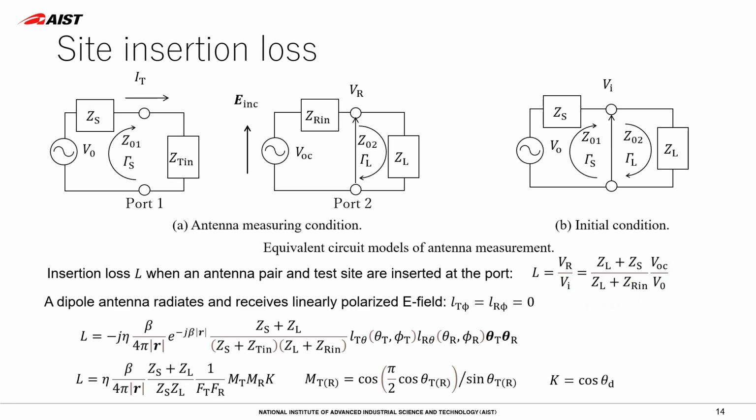After some manipulations, the site insertion loss can be expressed by using the transmitting and receiving antenna factors, FT and FR, as shown at the bottom. Terms M and K containing angles can be considered as a collection term of antenna alignment. However, small deviations of angles from the ideal antenna setting are often hard to measure. Thus, much effort should be made to align the elements accurately.